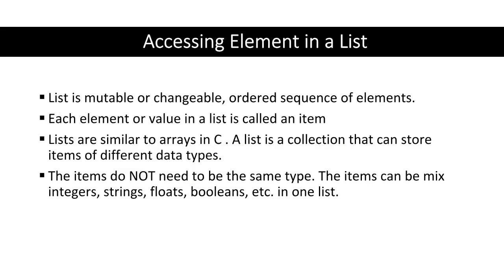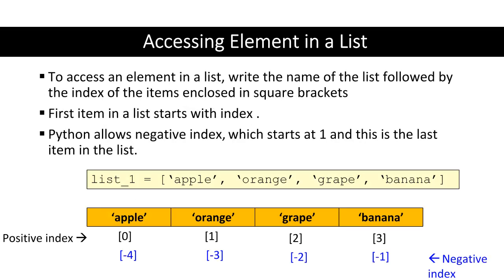Lists are ordered and mutable, meaning their elements can be changed after creation. Each value in a list is called an item. Unlike arrays in some programming languages, Python lists can store different data types such as integers, strings, floats, and Boolean values. To access elements in a list, we use indexing. The first element starts at index 0. Python also supports negative indexing, where -1 refers to the last item in the list.